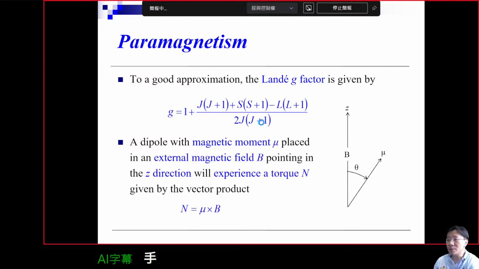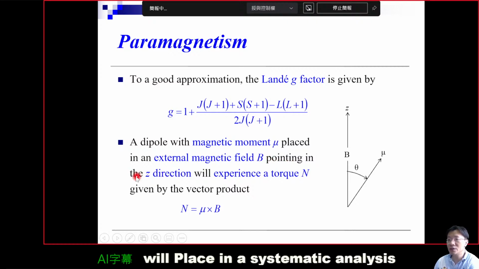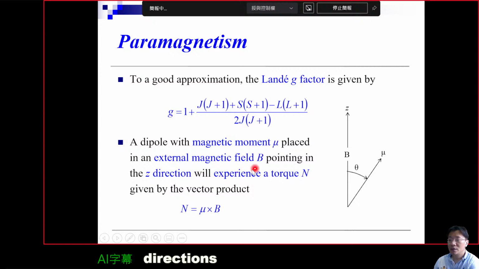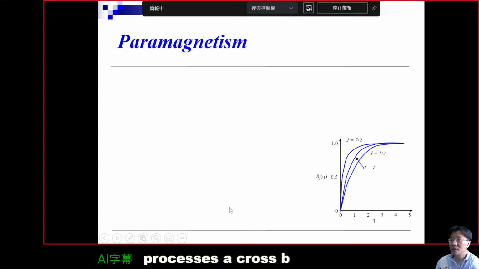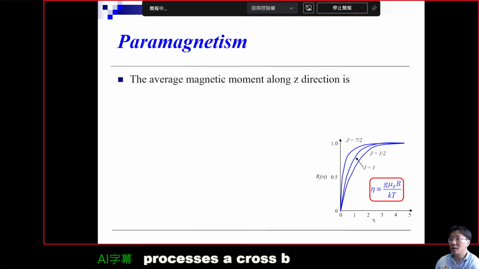So we can imagine that if a dipole moment mu is placed in an external magnetic field B, and this magnetic field is pointing in the z direction, then this magnetic moment will experience a torque N given by the vector product N equals mu cross B, and the average magnetic moment along the z direction would be like the equation here.